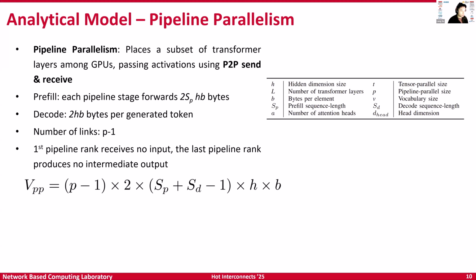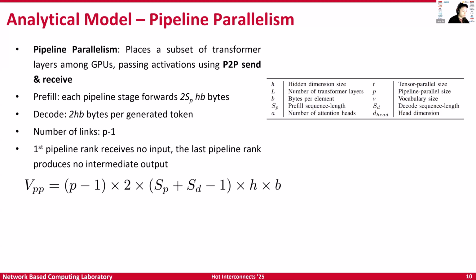Why a factor of 2 here? Because it needs to pass along the K activations and also the V activations. In vLLM, it will be a separate 2 sends and receives. For decode, for each token, that will be 2 times H times B bytes per generated token. So the actual communication volume is heavily dependent on the number of links with this type of deployment. The first pipeline rank will receive no input, and the last pipeline rank will produce no intermediate tensors.